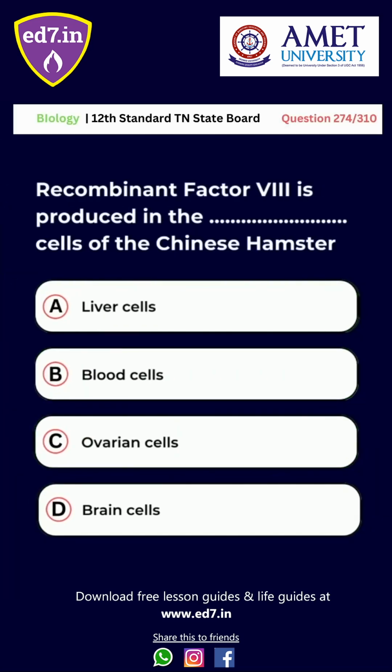Question number 274. Recombinant factor 8 is produced in the dash cells of Chinese hamster. A, liver cells. B, blood cells. C, ovarian cells.